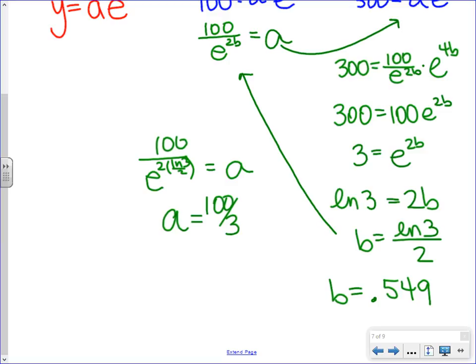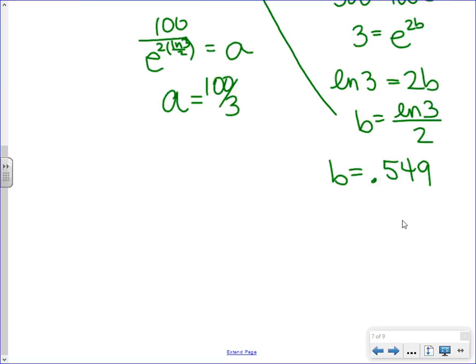So now we can figure out how many fruit flies we have after 5 days. Let's go ahead and write our model. y equals 100 thirds e to the 0.549t. Okay, so all I did is I took A and I put it here. I took b and I put it here. So A times e to the bt.